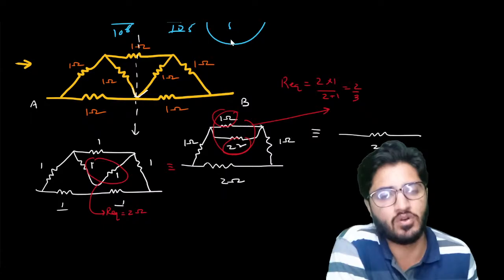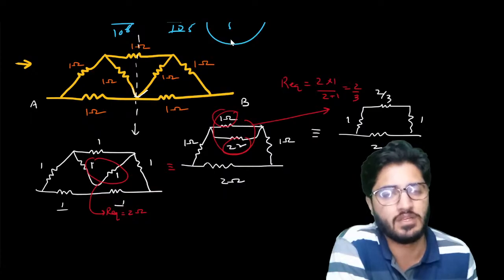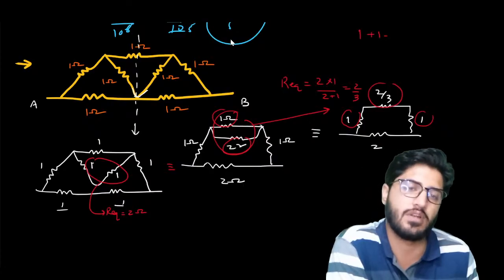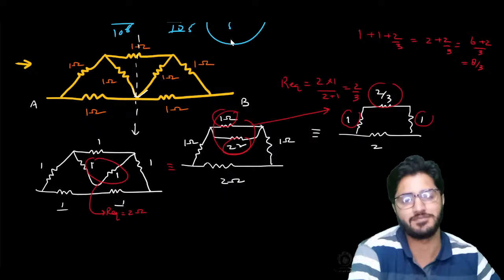It is 2 ohm, 1, 2 by 3, 1. It is 1, 1, it is 2 by 3. Now look, these three are in series, right? It is 1 plus 1 plus 2 by 3. It came out to be 2 plus 2 by 3. It is 6 plus 2 by 3. It will be 8 by 3.